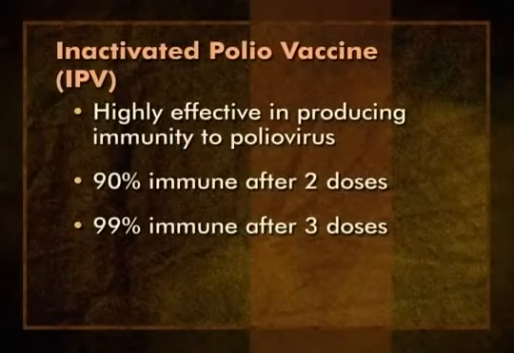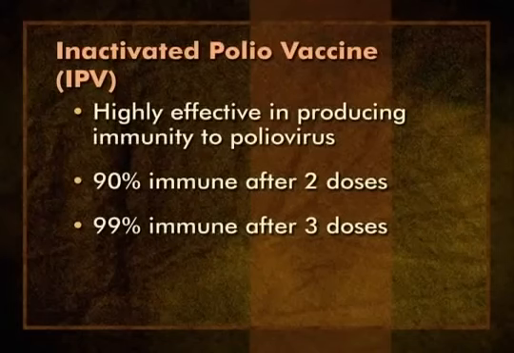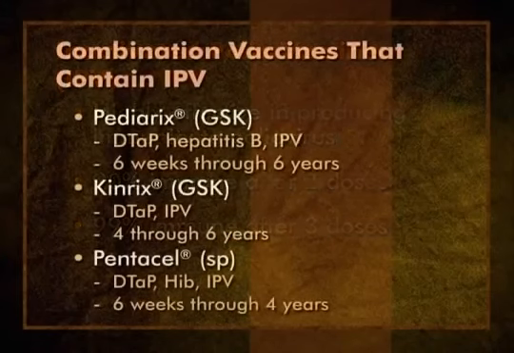Enhanced IPV, which we will refer to simply as IPV, is an excellent vaccine that is highly effective in producing immunity to the 3 types of poliovirus. Like many other inactivated vaccines, most recipients do not become immune after a single dose. But 90% of recipients are immune to all 3 polio types after 2 doses. 99% are immune after 3 doses.